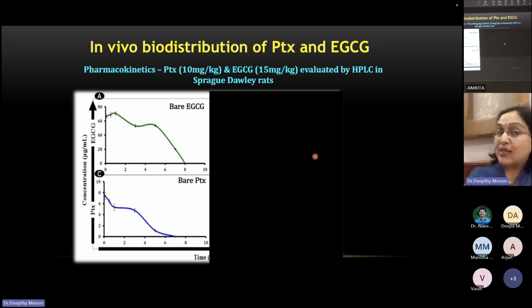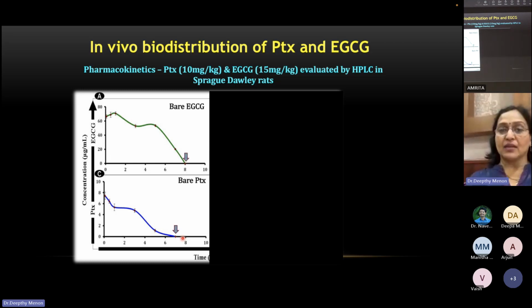So the pharmacokinetics was studied. 10 milligram per kg of paclitaxel, 15 milligram per kg of EGCG was injected in rats. This is a bare drug. Bare EGCG gets eliminated within 8 hours. Bare paclitaxel also gets totally eliminated within 8 hours.